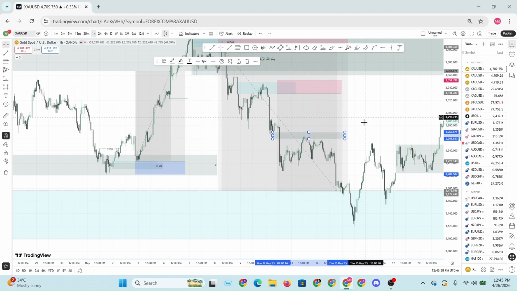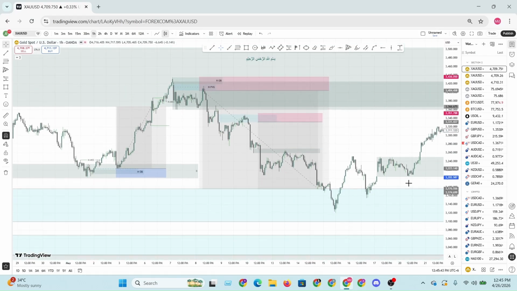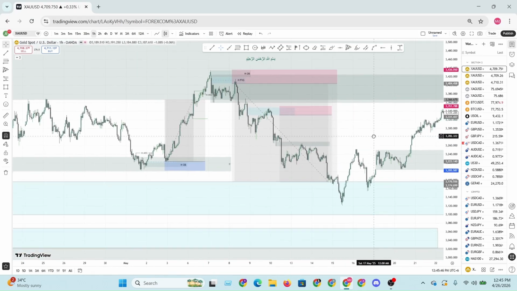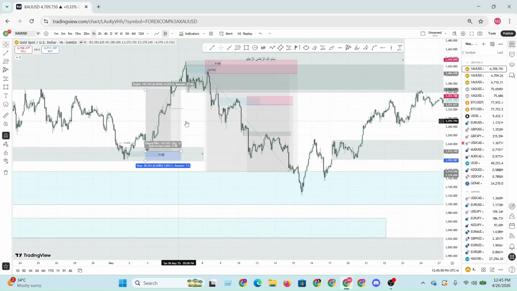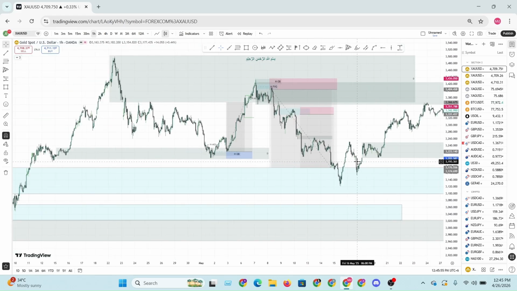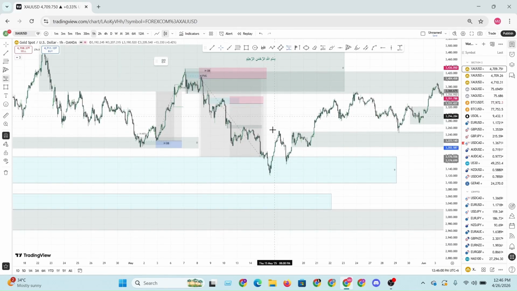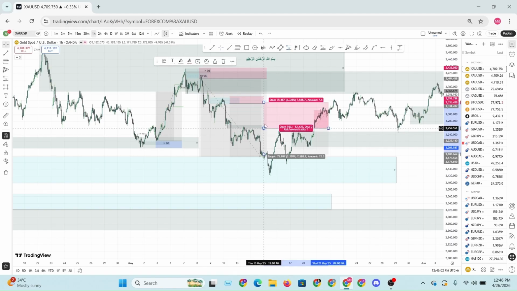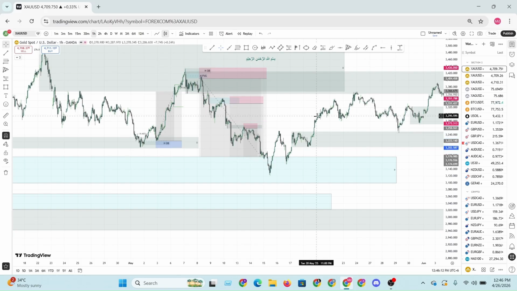When I take lessons about order blocks, I will explain these kinds of order blocks also. Okay, these all are re-entries.